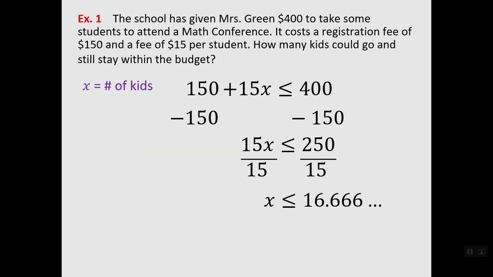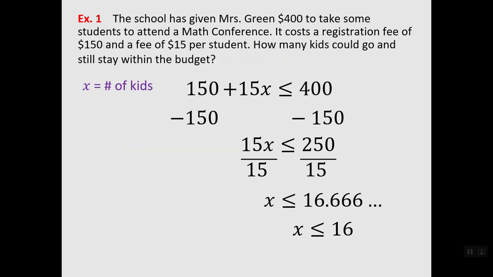Now, we're talking about number of people, so it makes sense to round that down because we can't have a portion of a person, so we're going to say x is less than or equal to 16. Now, one of the other tricky parts, other than setting up the initial inequality, is answering properly in a sentence.